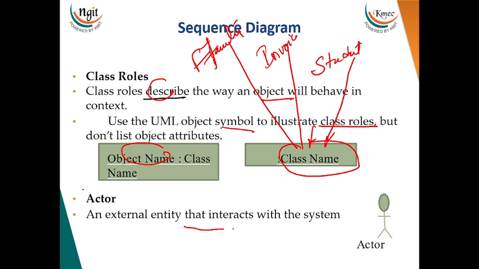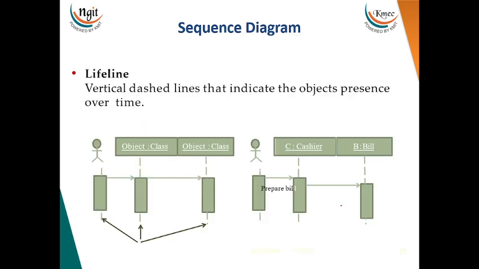Actor is an external entity, represented by this symbol. Then lifeline: vertical dashed lines indicate the object representation. These are lifelines. Pay bill, cashier, pay bill, and it will go to the bill. These are all lifelines, this one, this one, this one. So how the information is flowing among all the objects is represented by this.